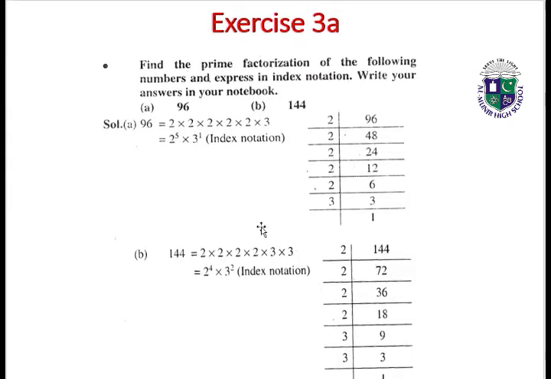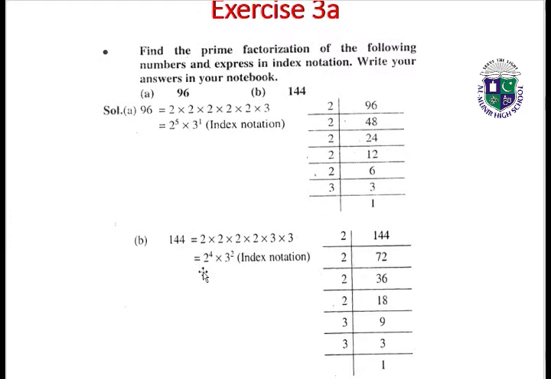Index notation form. B part 144. 2 7s are 14, 2 2s are 4, 2 3s are 6, 1 carry, 2 6s are 12, 2 18s are 36, 2 9s are 18, 3 3s are 9, 3 1s are 3. 144: 2 multiplied by 2, multiplied by 2, multiplied by 2, multiplied by 3, multiplied by 3. 1 2 3 4, 2 power 4 multiplied by 3 square, index notation.